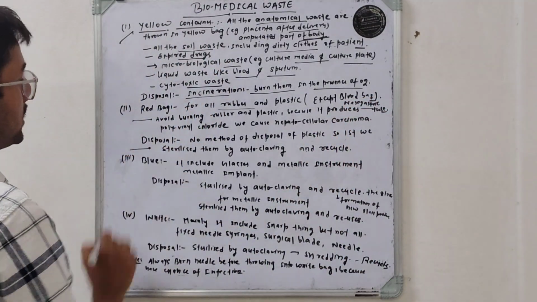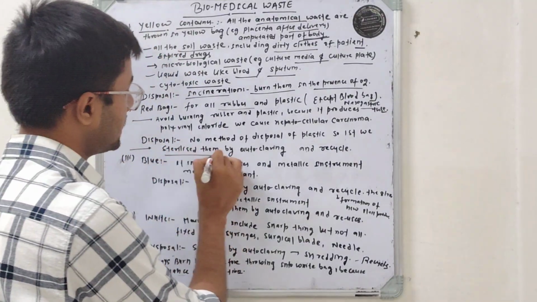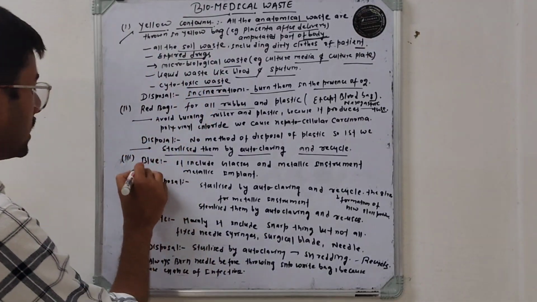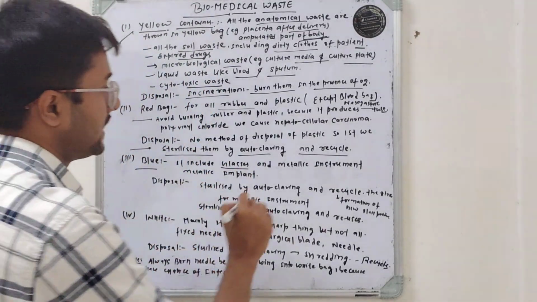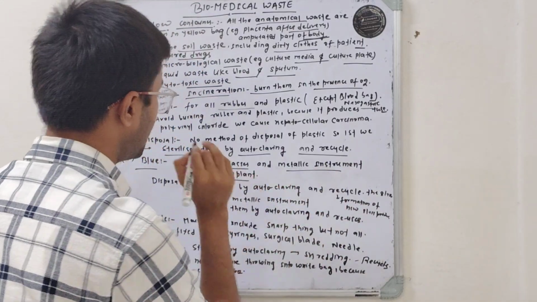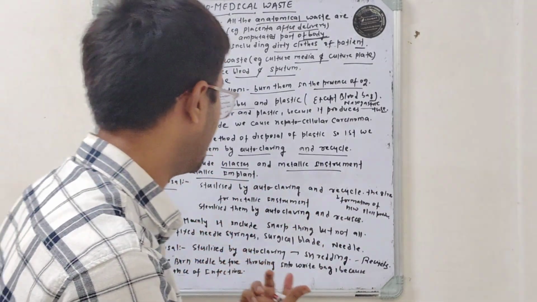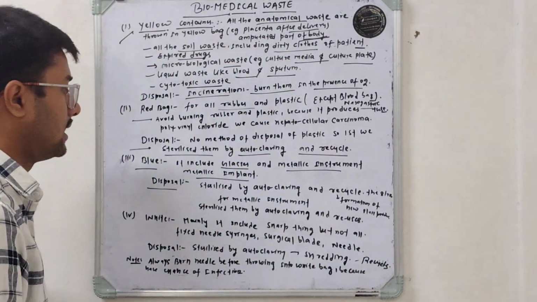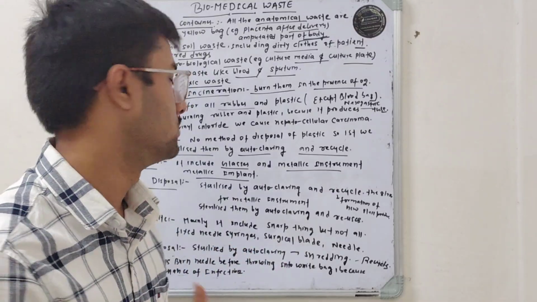What are the disposal methods? Since it is plastic, we sterilize it by autoclaving and then recycle. In the blue category, we keep glass, metallic instruments and metallic implants. For glass, after autoclaving, they undergo the recycling stage, and the metallic implants after autoclaving can be reused.